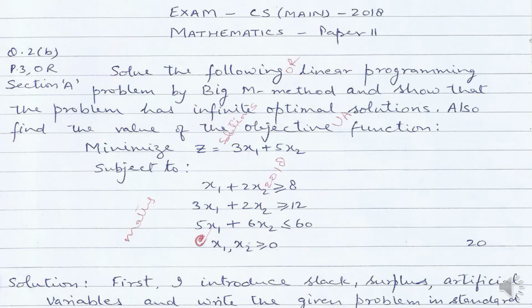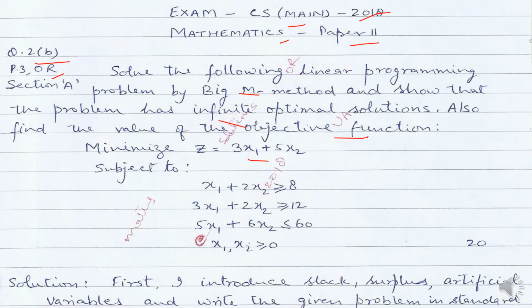Hello viewers, in this video I would like to discuss question number 2B of Operations Research of the 2018 CS Main exam, Paper 2, Mathematics. The question is: solve the following linear programming problem by the Big M method, and show that the problem has infinite optimal solutions. Also find the value of the objective function.